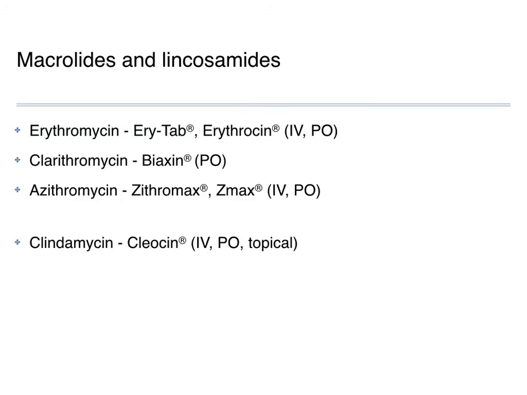So next would be the macrolides and lincosamides. We only have one lincosamide, which is clindamycin, a related drug to macrolides. And as you see there, we have our 3 current macrolides: erythromycin, the oldest, which has both parenteral and oral forms, clarithromycin, which has only oral forms, and then azithromycin, which has parenteral and oral forms as well. Certainly, you don't typically see the parenteral forms used too often; more so these are outpatient drugs used as oral regimens primarily. Clindamycin also has a topical formulation that's used for certain specific infections as well.